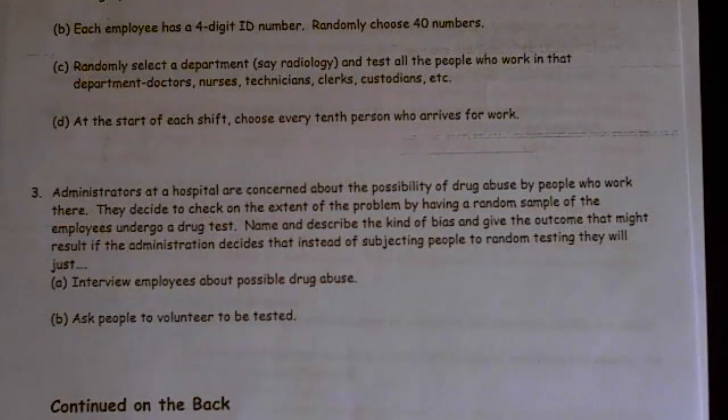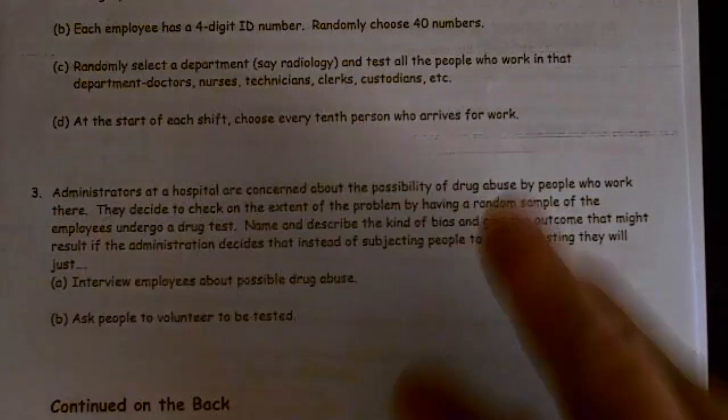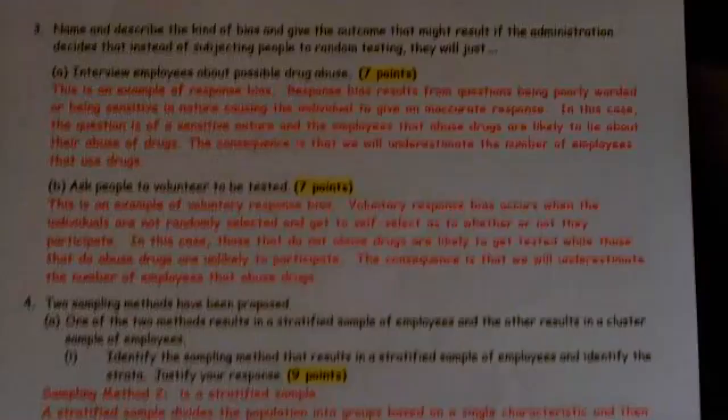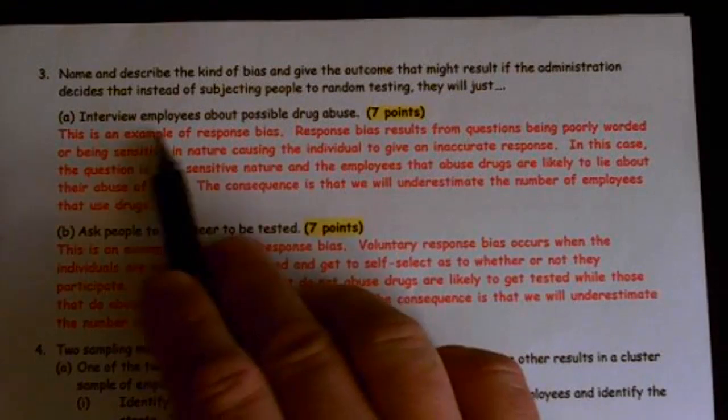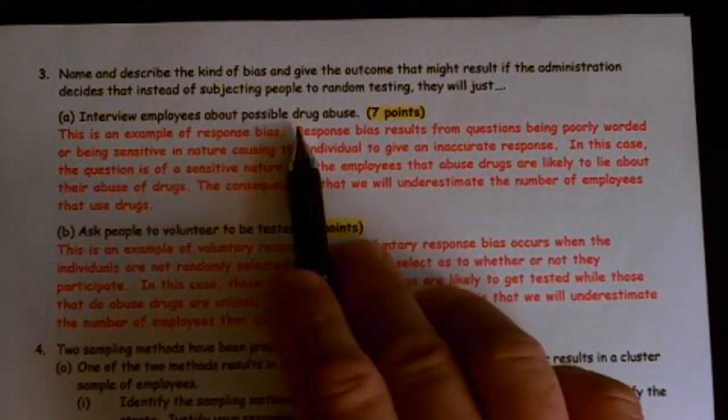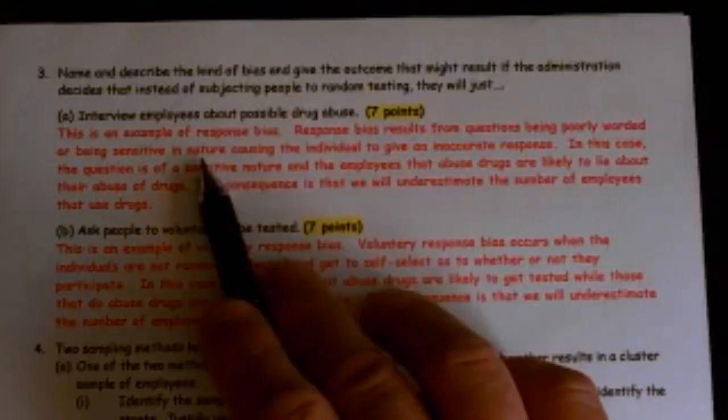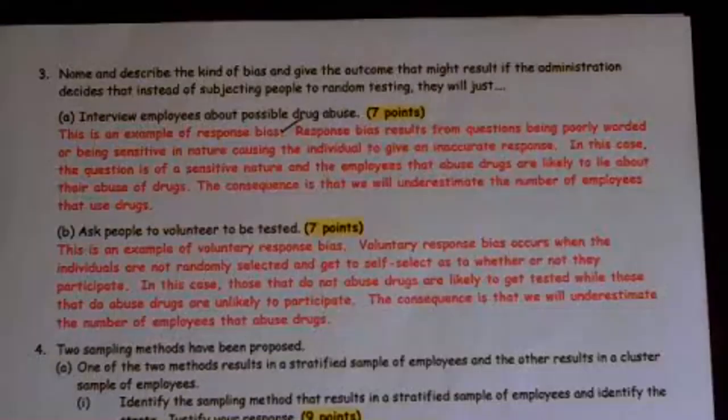All right, so with this, not only are we going to name what type of bias it is, which means we have to justify why it's that type of bias, but then we're also supposed to say what the outcome is. So we actually have 3 things that we have to address in this in order to get all 7 points. So interview employees about drug abuse. Well, that's a sensitive question. So this is an example of response bias because it's a sensitive question.